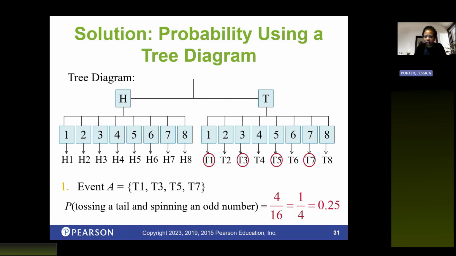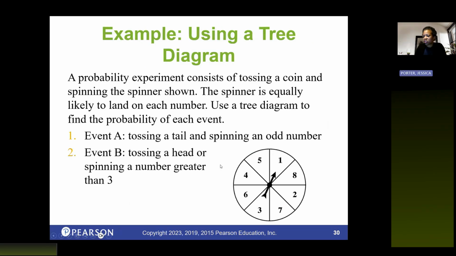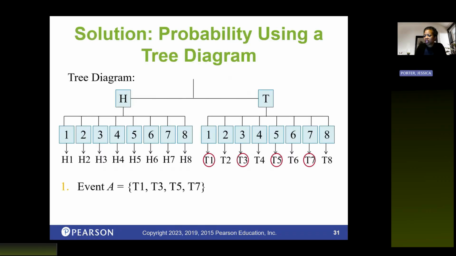Let's see if we can. Tossing a head or spinning a number greater than 3. Tossing a head or spinning a number that's greater than 3. So I'll give you a few seconds. Tossing a head or spinning a number that's greater than 3. What is that going to look like?